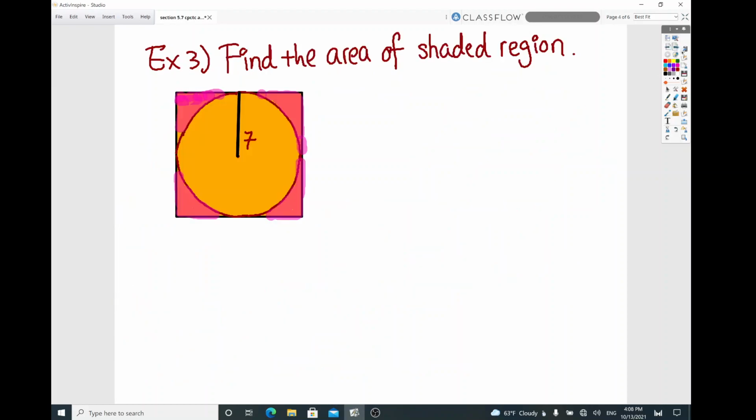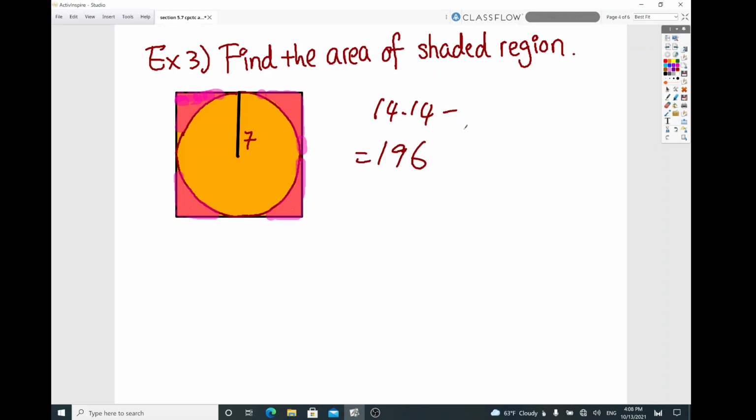Okay, so now let's see what else that we have. Find the area of the shaded region. So this one is only given with the radius of a circle, which is 7. And then we do know that this one, it's a perfect square. So in order to find out the area of the shaded region, the pink area, it's basically just like finding the area of a square. So the area of a square would be 14 times 14, or 14 squared, which is 196.